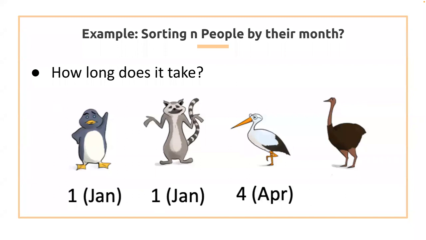All the January people will be at the front, all the February people will be next, all the March people will be after. That sort takes O of n time. It is linear. Now, why can I do it in linear time? We just said you couldn't do sorts faster than n log n. So why is that sort faster than n log n?